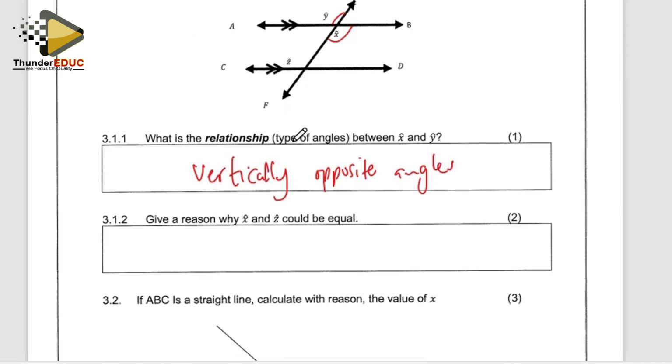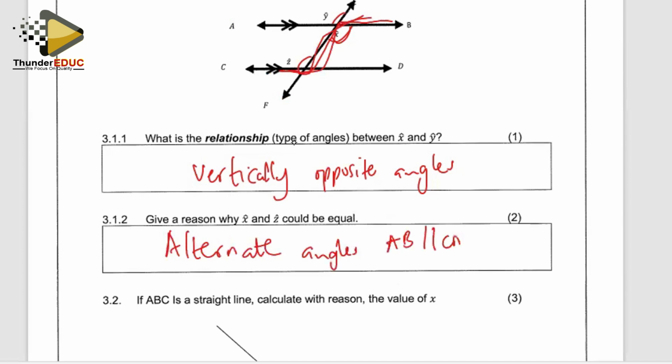Then what is the reason? X and z could be equal. So x is here, z is here. So we have the z or the n. Okay, the n represents the alternate. So alternate angles, because AB is parallel to CD.